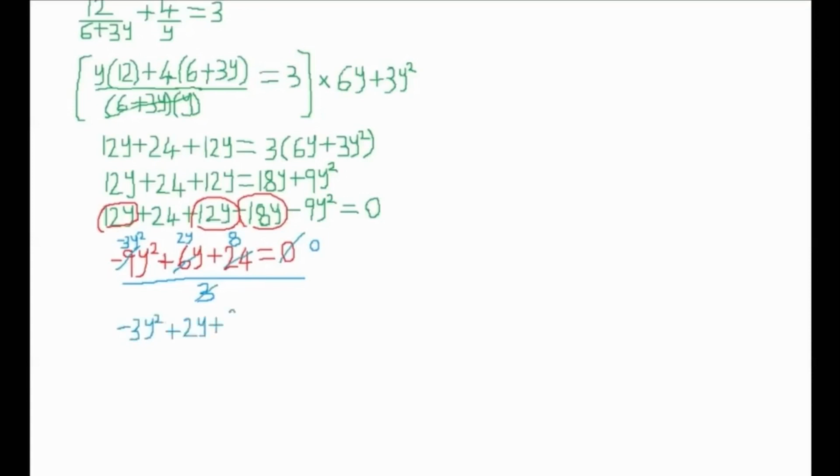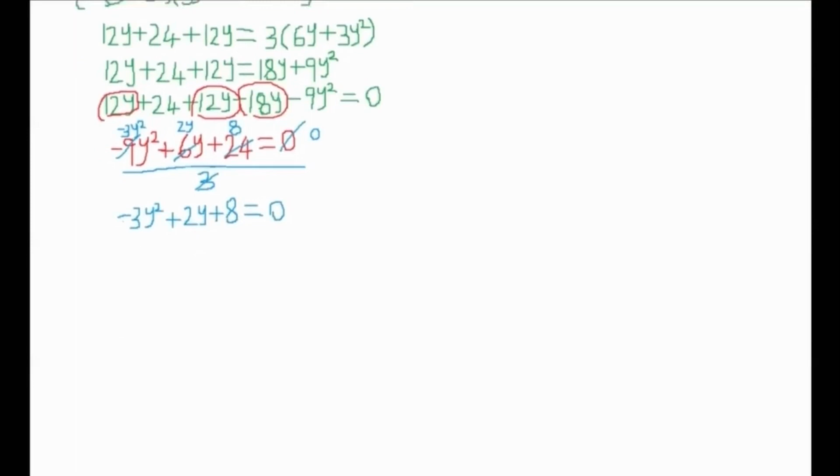So we'll simply remain with 3y squared plus 2y plus 8 is equal to 0. Since it has formed a quadratic expression, let's solve for y using the quadratic formula or factorization method. Let's use the factorization method to solve this equation.